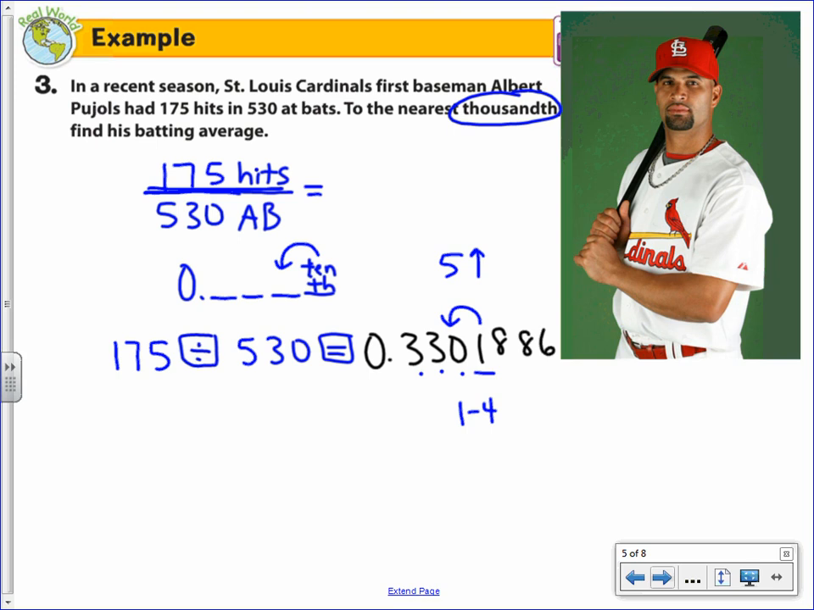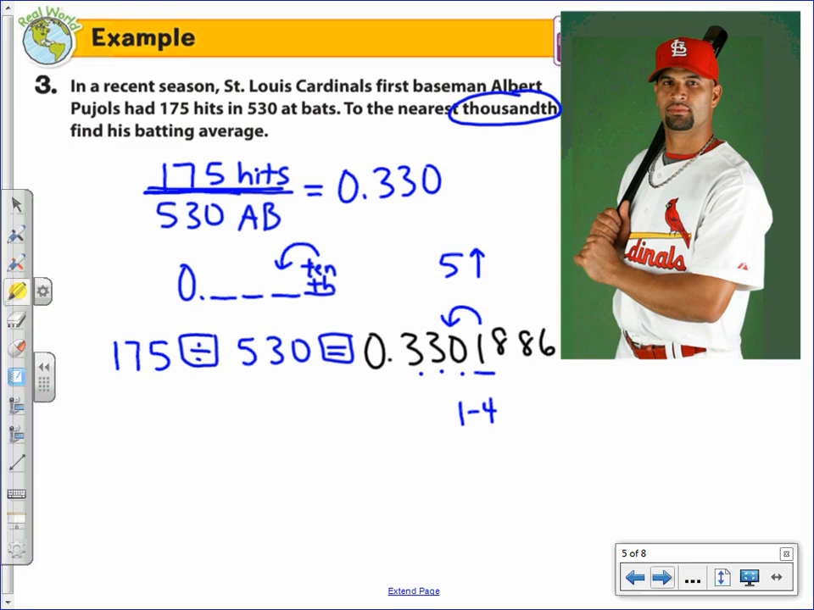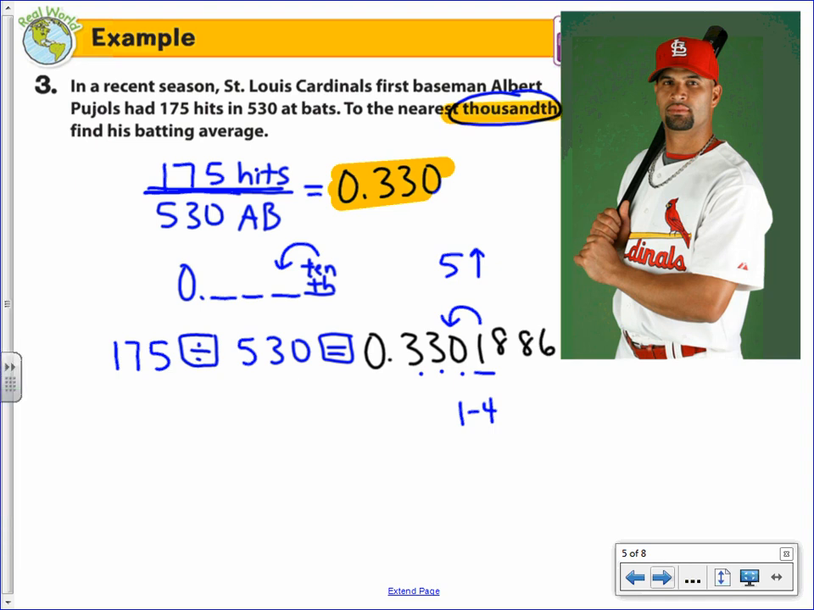So Albert's batting average would be 0.330. Does the 0 need to be there? Yes, it does. Why does it need to be there? Because it says thousandths place. So it has to be there, or it would be marked incorrect. Then you would only be rounding it to the hundredths place, and that's not what they're asking you to do.